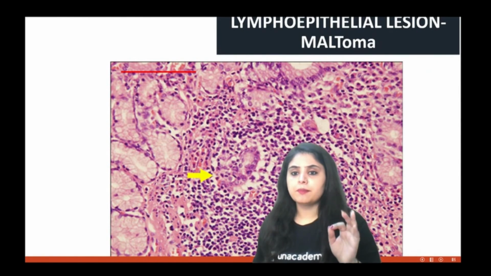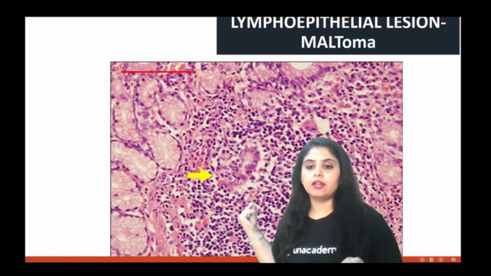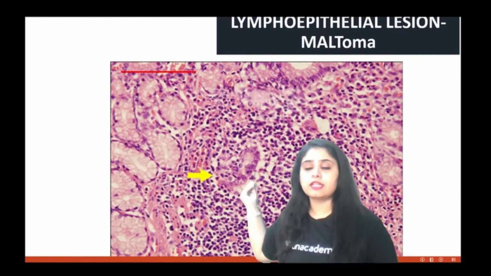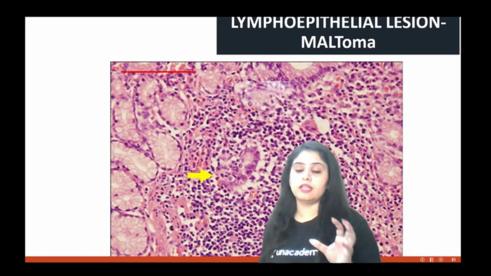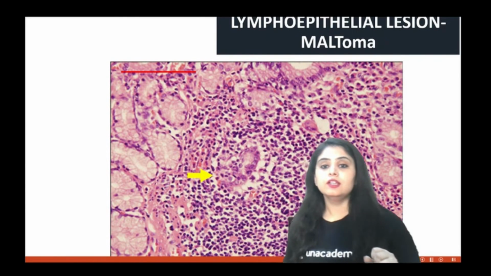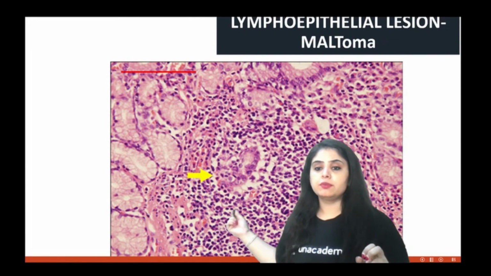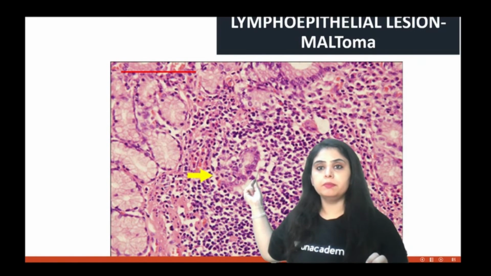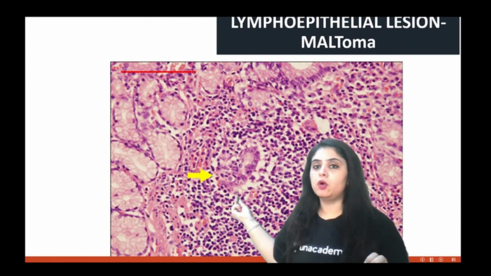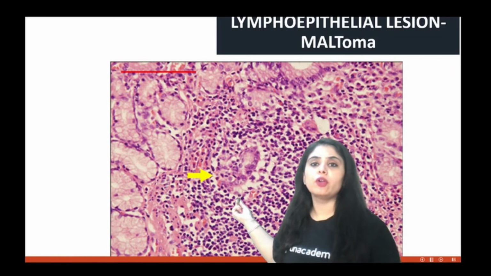Now, there is something that you see with this yellow arrow that I'm trying to point towards, right? So something that you see out here, what is it? I'll show you a higher power picture which will help you appreciate it better. Do you notice there are two types of cells that you're seeing out here? One are a little bigger and one are the smaller, the lymphoid cells.